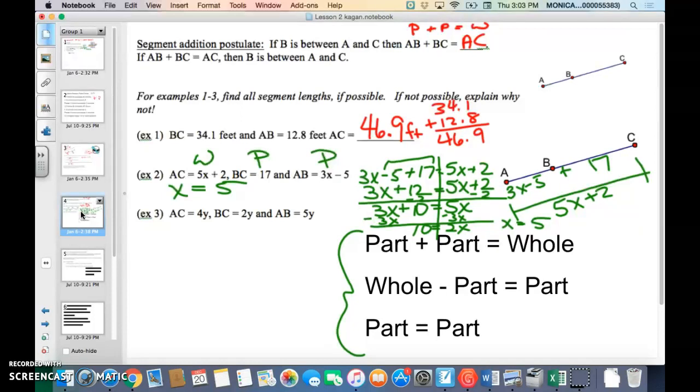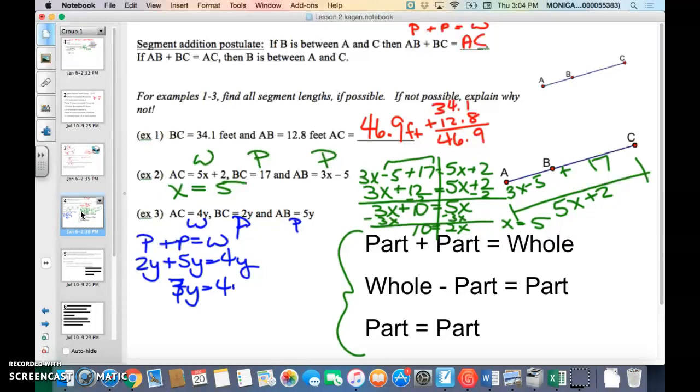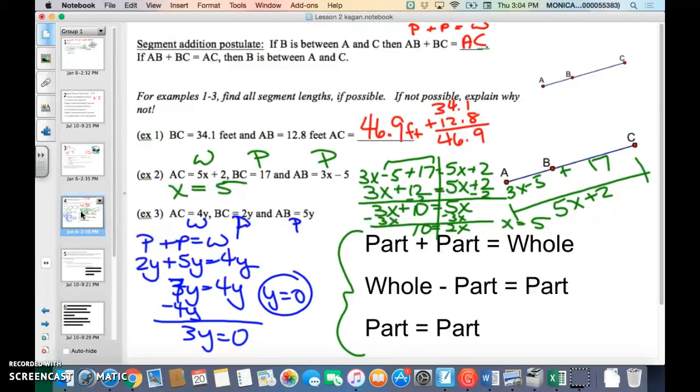Now for this third one here, AC, I can see AC is my whole, BC is my part, and AB is my part. So I'm going to use the formula part plus part equals whole. So this would be 2y plus 5y equals 4y. 2 plus 5, well that's 3y, that's 7y, excuse me, equals 4y. Now I'm going to subtract 4y from this side, and I end up with 3y equaling 0. So in this case, y equals 0.